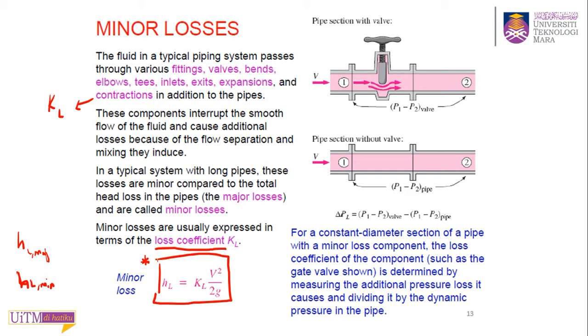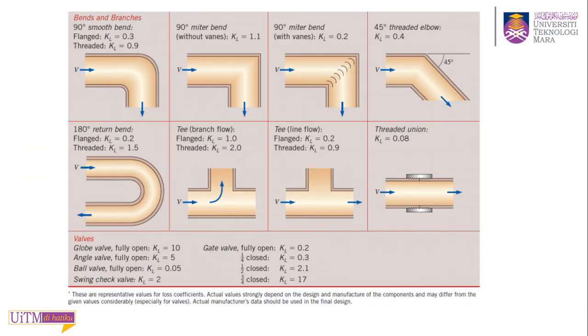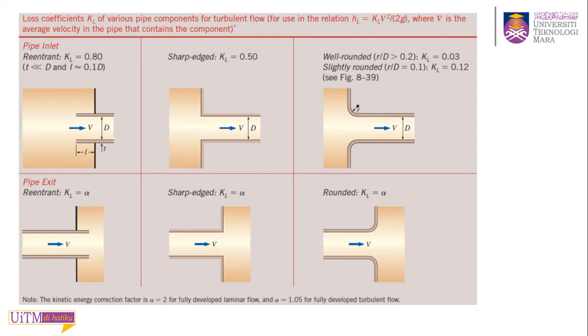Alright, so why is this minor loss generated in our pipe? Let me give you an example. Let's look at this diagram for the pipe inlet. For the pipe inlet you have a loss coefficient equal to 0.8. So this is the pipe inlet and this is the pipe outlet, the pipe exit.